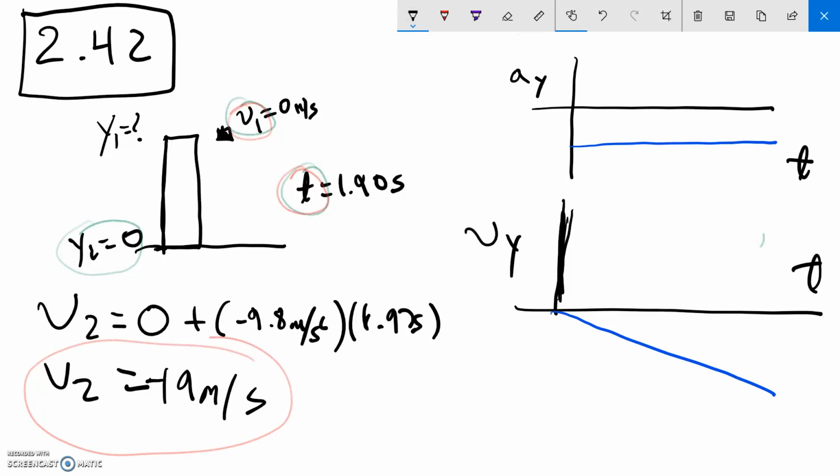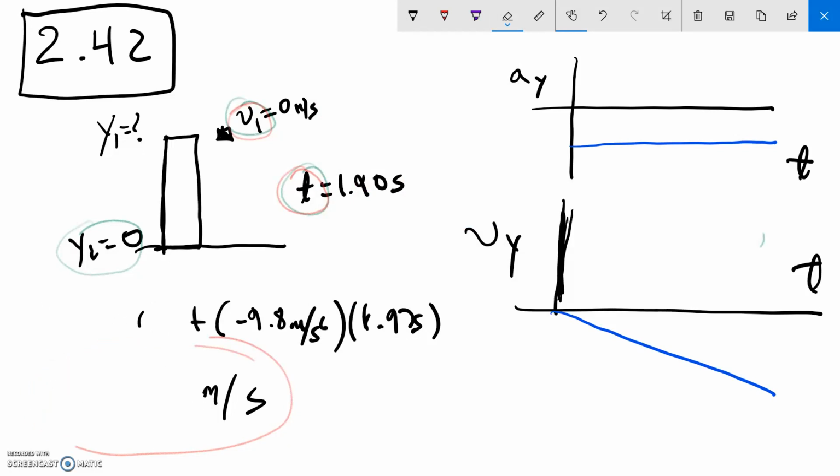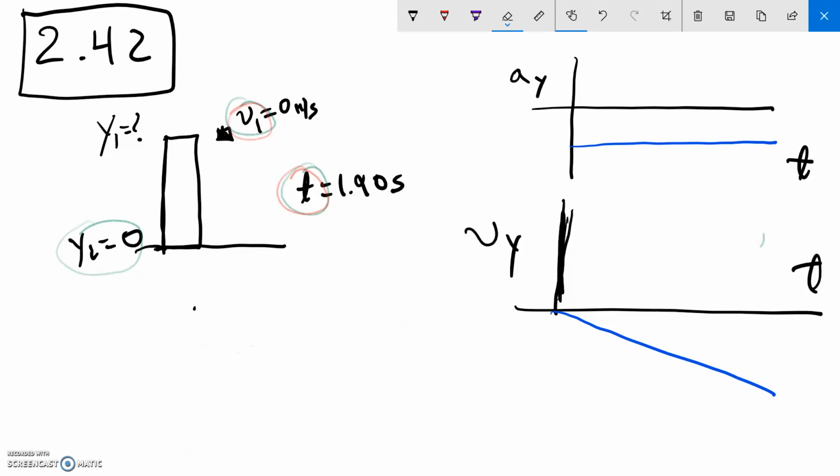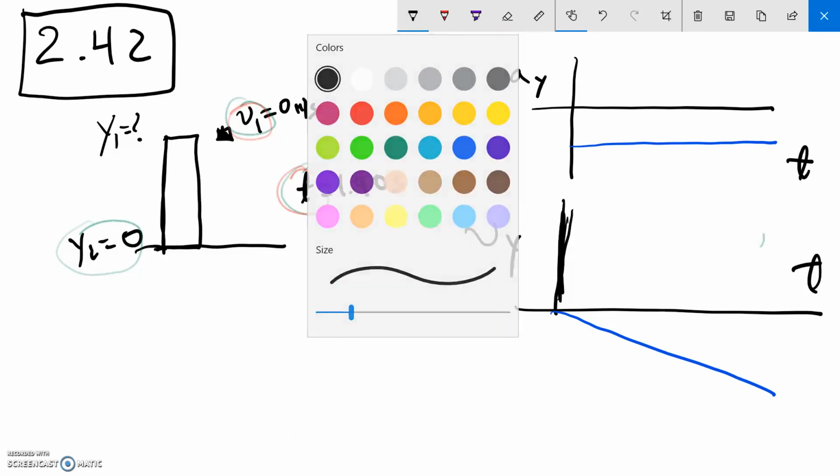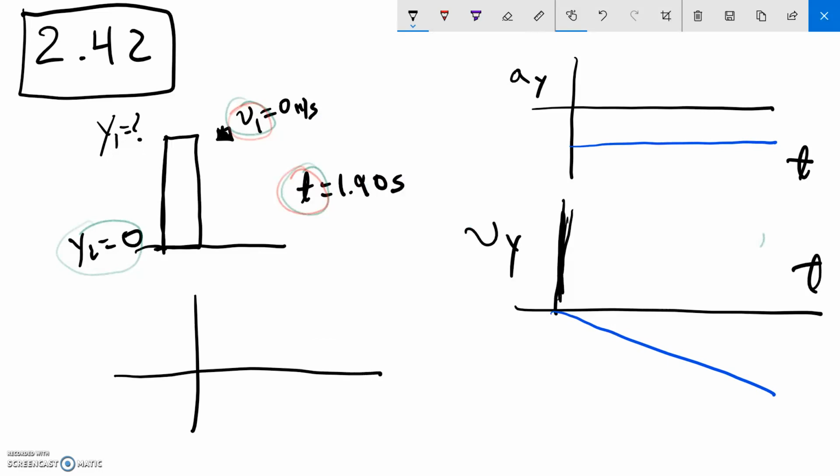If I get the integral of that line, then I should get a parabola for the y. I start from some initial y of 17.7 meters, so my first point should be somewhere here. Also, my slope here should be 0, since I'm starting with a velocity of 0. And then the parabola should start coming out, so that at about 1.9 seconds, that parabola is such that y2 equals 0.